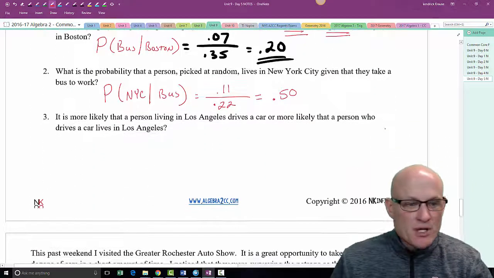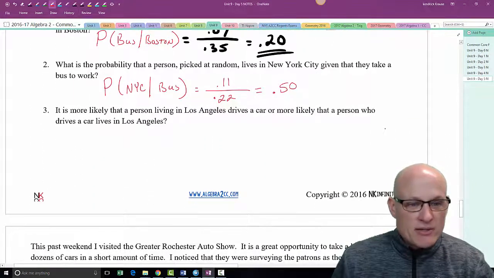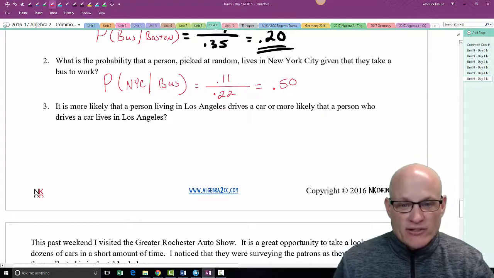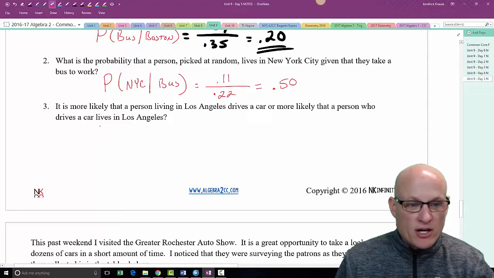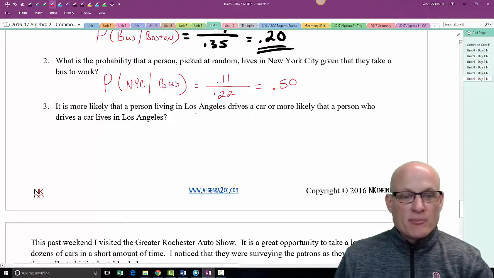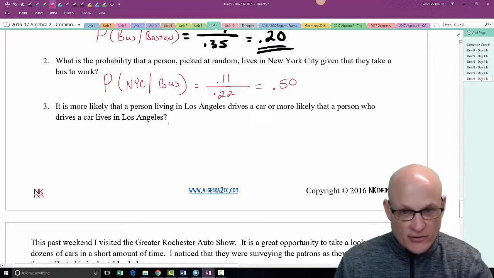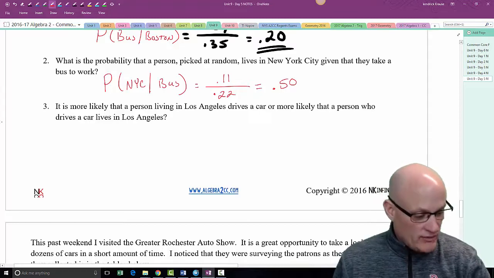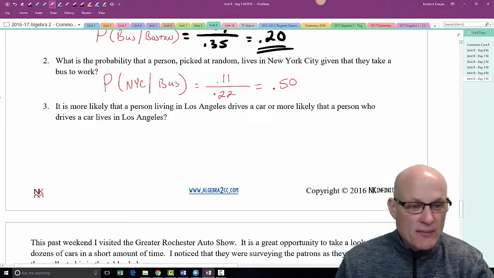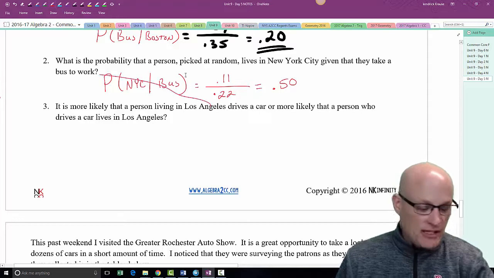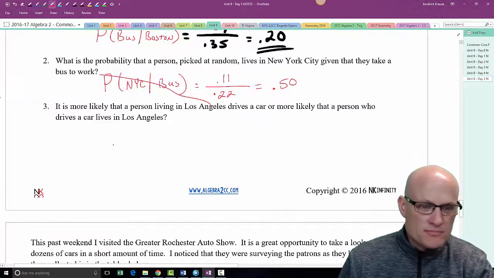What's the next one? Is it more likely that a person in Los Angeles drives a car, or more likely that a person who drives a car lives in Los Angeles? Oh my gosh, what is going on here? So here's what I'm asking. This is kind of a complicated question.